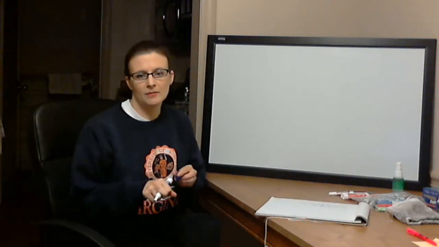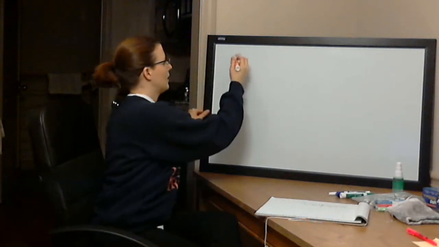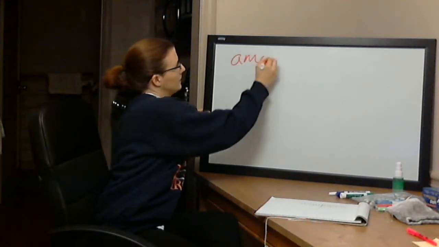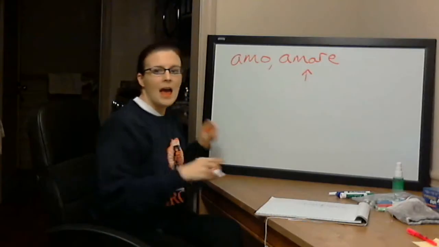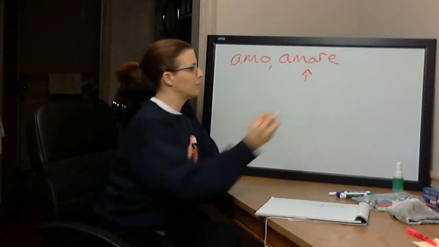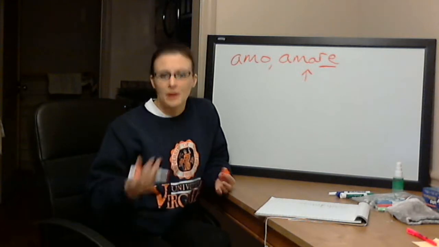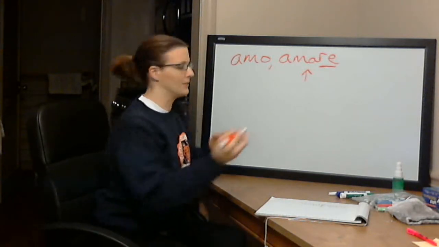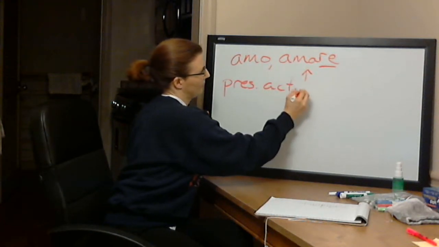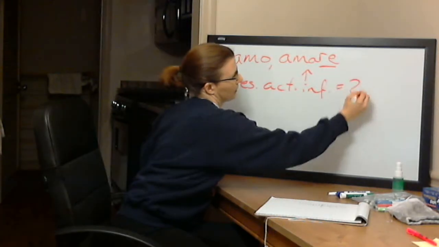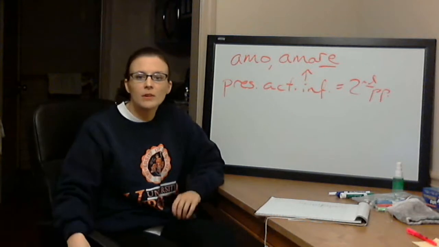When you first met infinitives, you met them as the second principal part. So when you had a verb like amo, amare, you knew that this was your infinitive. And you were probably told that this is your infinitive because it has the -re. Yes, that is all true. But more specifically, it is your present active infinitive. So present active infinitive equals your second principal part. And that's great. It's a very, very useful infinitive.